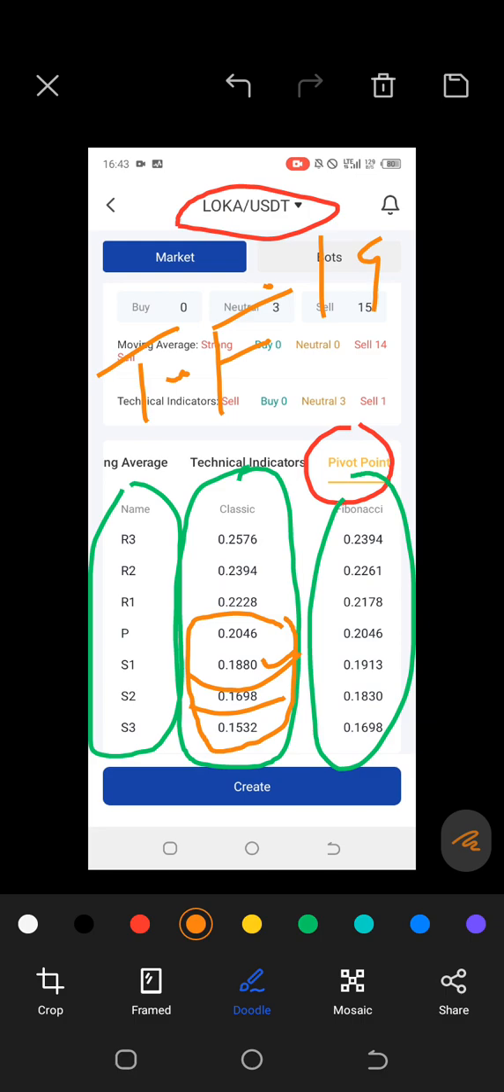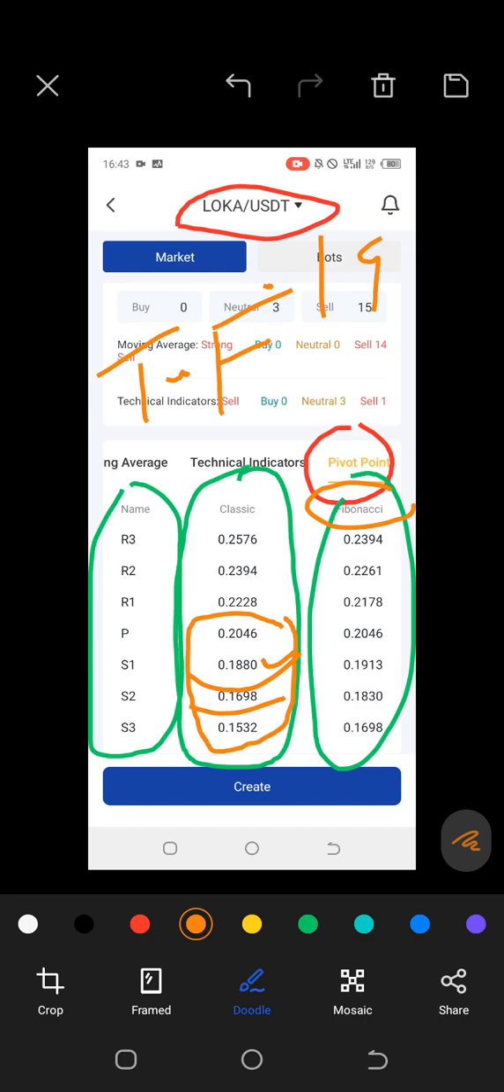You can equally use the Fibonacci also. The pivot points are primarily used for identifying support and resistance levels, making trading decisions. Whereas the Fibonacci retracement is utilized to identify potential levels of price retracement within a trend, aiding in trend following strategies. So that is the Fibonacci retracement.